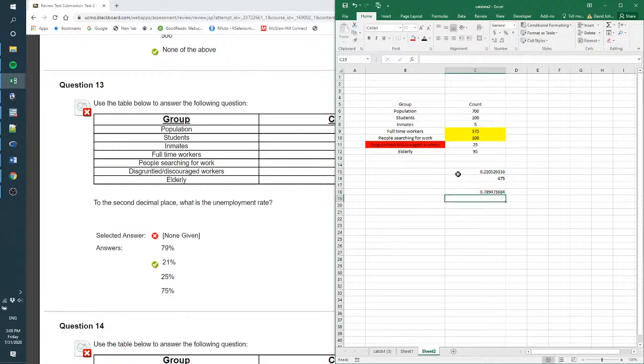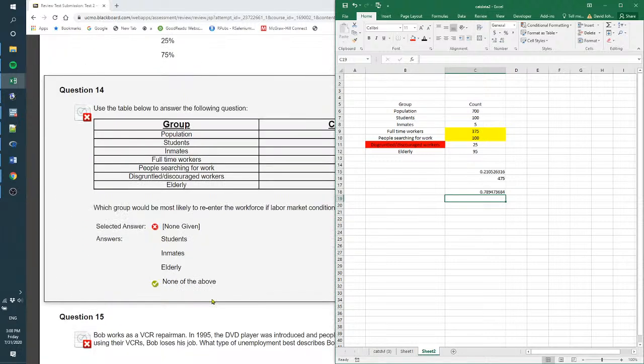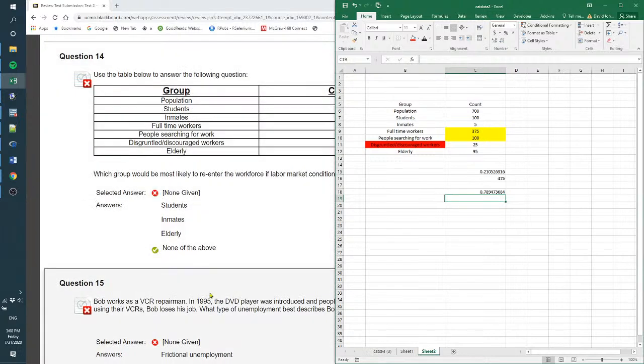Or about 79%. All right. Which group would be most likely to enter the workforce if labor market conditions improved? Correct answer there is none of the above. Those would be the disgruntled workers. This is one of those questions that in retrospect I don't 100% like.